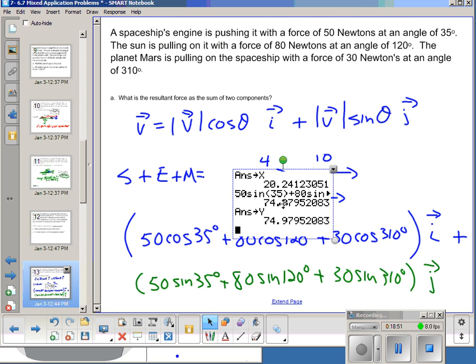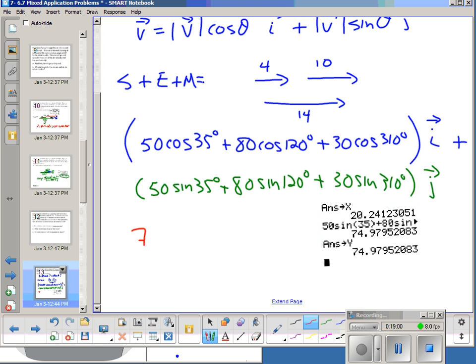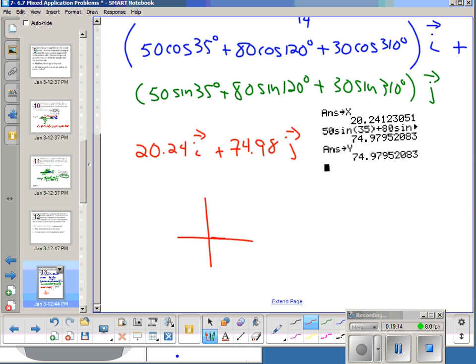So I get this. So overall, as a sum of two components, the overall motion of this spaceship is going to be 20.24 in the i direction, and then 74.98 in the j direction. So overall, if you think about going 20.24 and 74.98, the overall path is going to be that vector right there. And I did that without having to do any triangles whatsoever, which is cool.